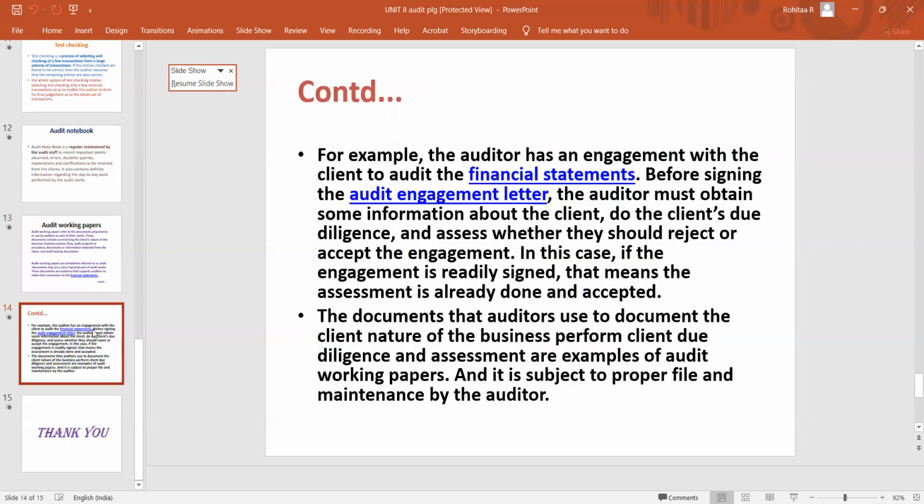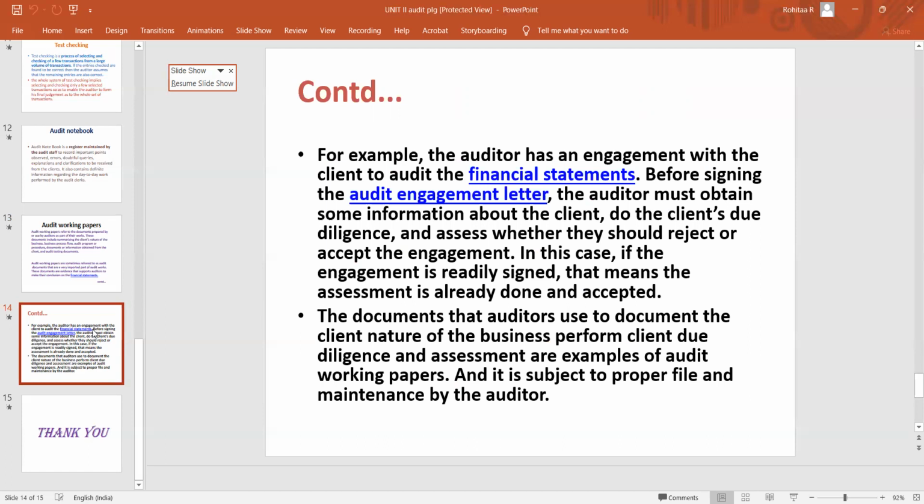For example, the auditor is in an engagement with the client to audit the financial statements. Before signing the audit engagement letter, the auditor must obtain some information about the client. Through client due diligence, they assess whether they should reject or accept the engagement. In this case, if the engagement is already signed, that means the assessment is already done and accepted.